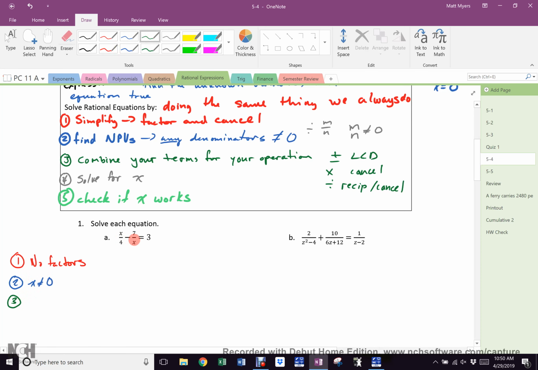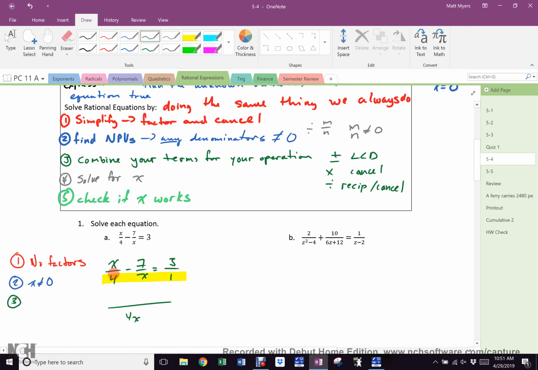Combine your terms. I got to combine these, yes? So I have x over 4 minus 7 over x equals 3 over what? 1. What must all of these be since it is a subtraction? They all must have what? Common denominator. What is it? 4x, yes? So this whole thing must be over 4x, yes?